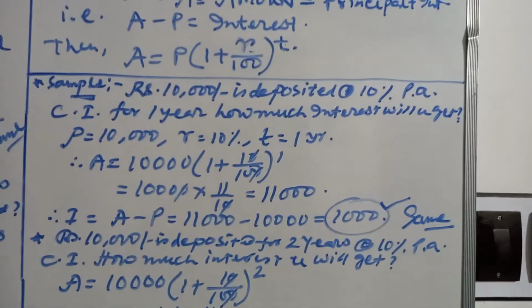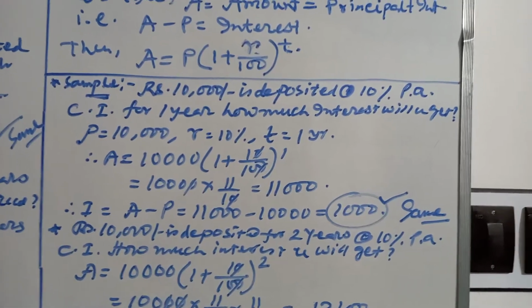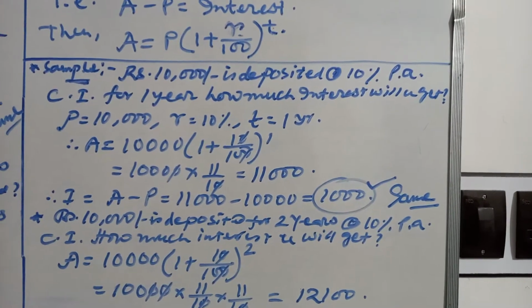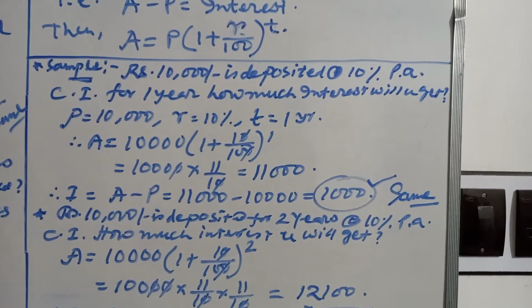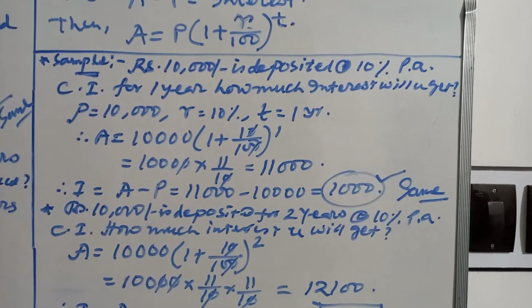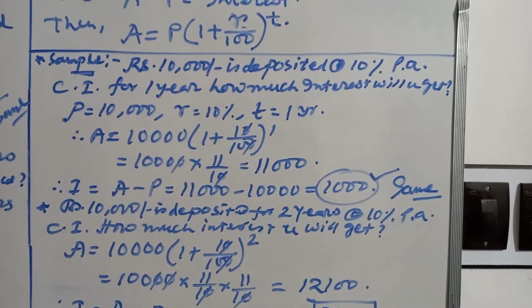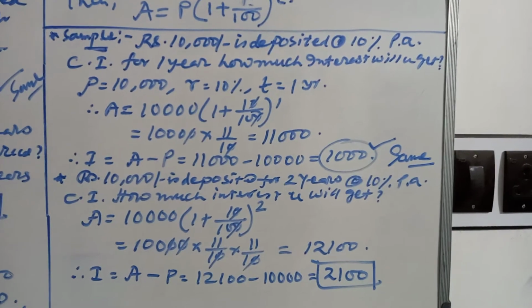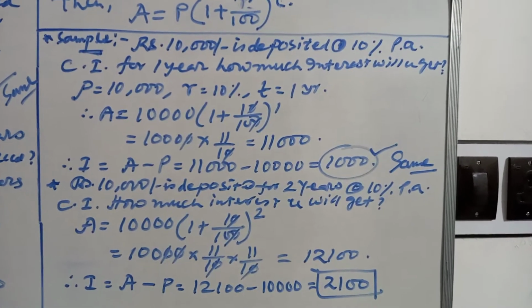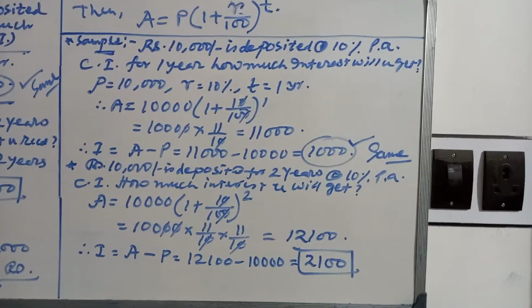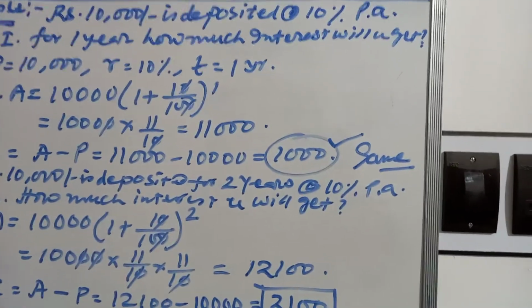Now, let us discuss about the sample question on CI. Rupees 10,000 is deposited at the rate of 10% per annum CI for 1 year. How much interest will you get? Here principal is equal to 10,000 rupees, R is equal to 10%, T is equal to 1 year. Therefore, A is equal to 10,000 into (1 plus 10 by 100) whole to the power 1. That calculation makes rupees 11,000. Therefore, interest is equal to A minus P, that is 11,000 minus 10,000, rupees 1,000.